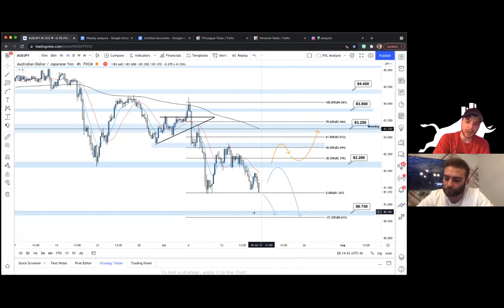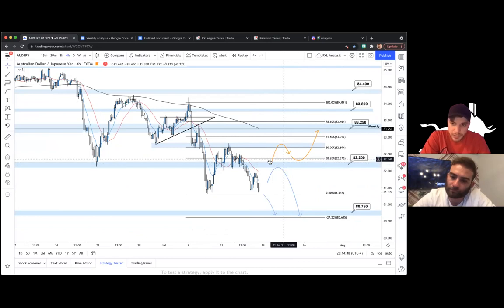We'll reanalyze if it drops to support here. But the bullish setup would be a break of 82.2. Obviously, you want to see a significant push above this level here, see some higher lows confirming that, and then continuing with a nice bullish trend there.